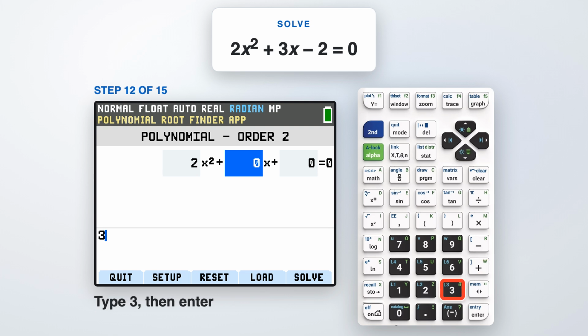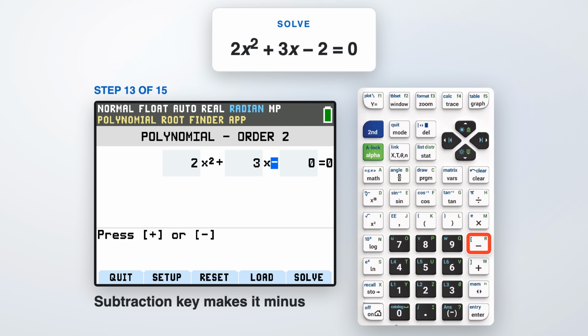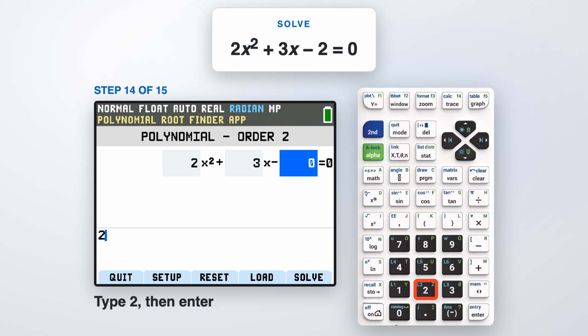Type 3 and press Enter. This one's a minus, so press the subtraction key, not the negative key, and then Enter. Type 2 and press Enter one more time. That's our equation.